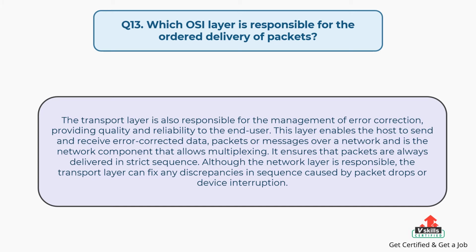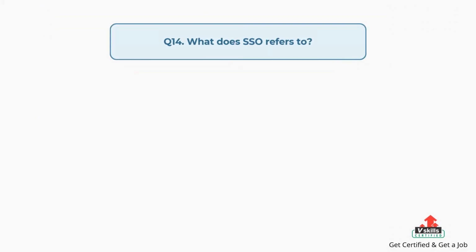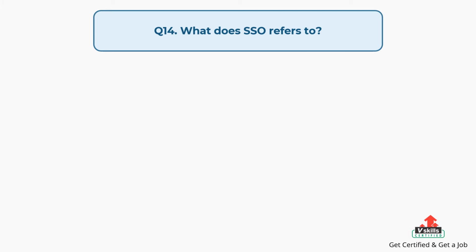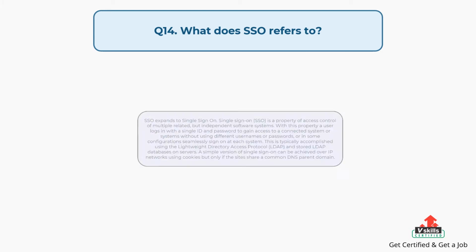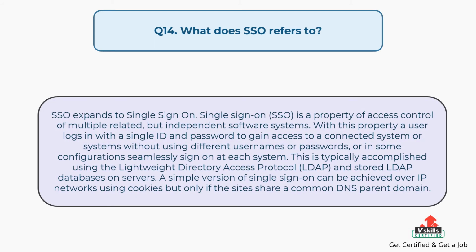Although the network layer is responsible, the transport layer can fix any discrepancies in sequence caused by packet drops or device interruption. Question number 14. What does SSO refer to? The answer is, SSO expands to single sign-on.